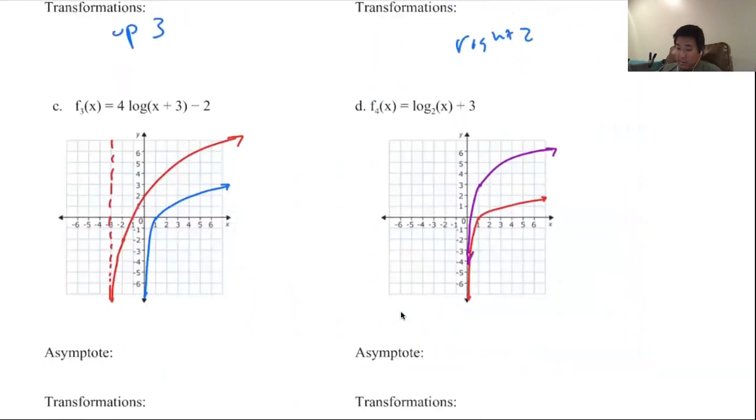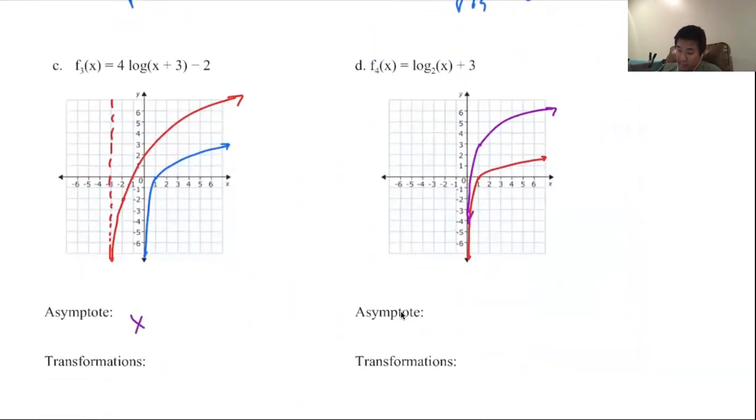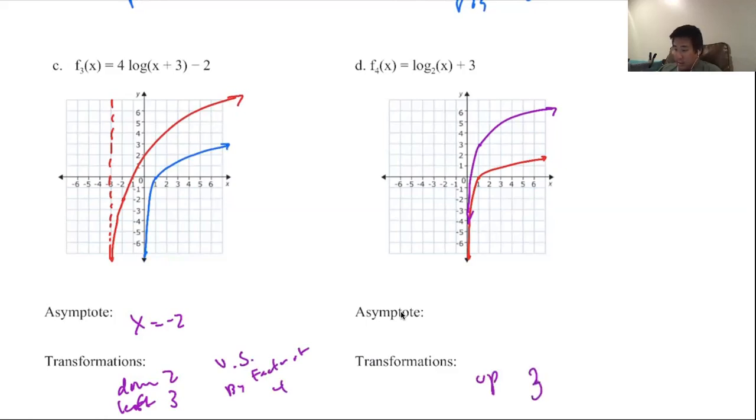There you go. So this has an asymptote of x equals -2. The transformation is left 3 and a vertical stretch by a factor of 4. This is up 2, 3, and this is x equals 0.